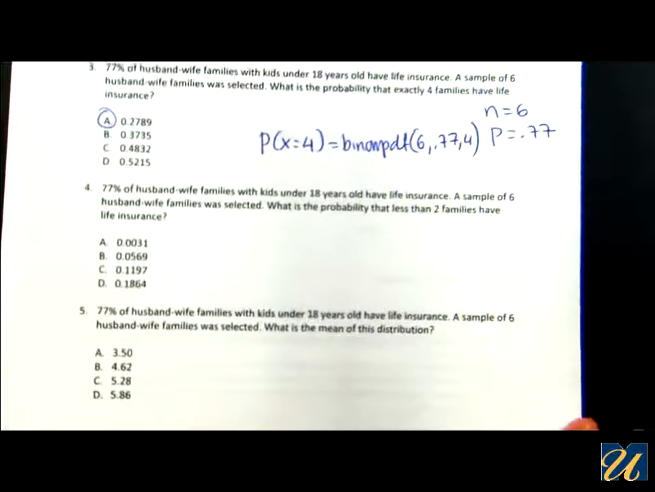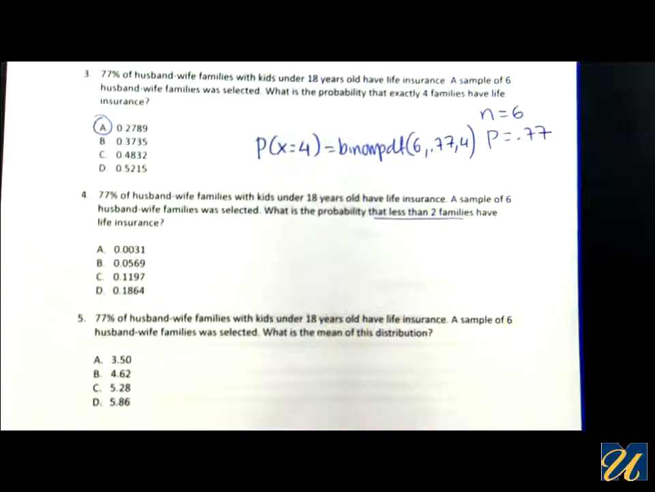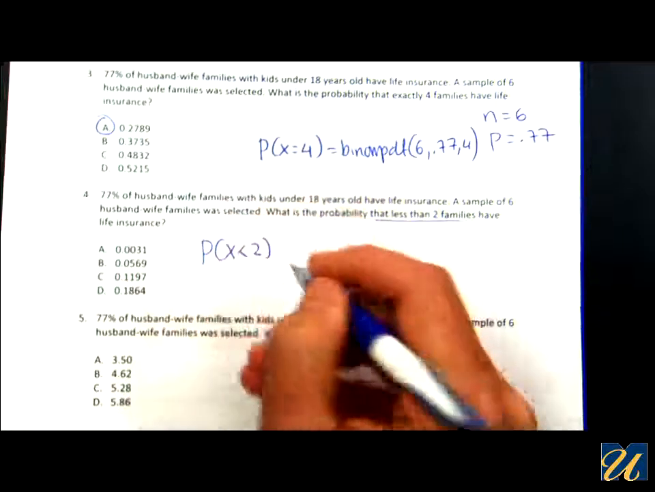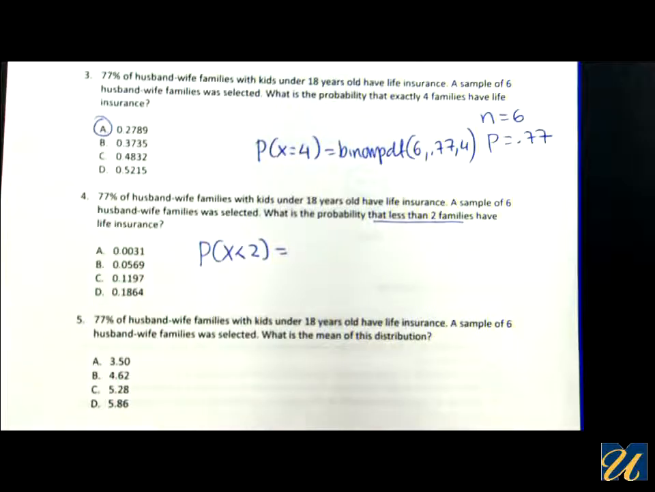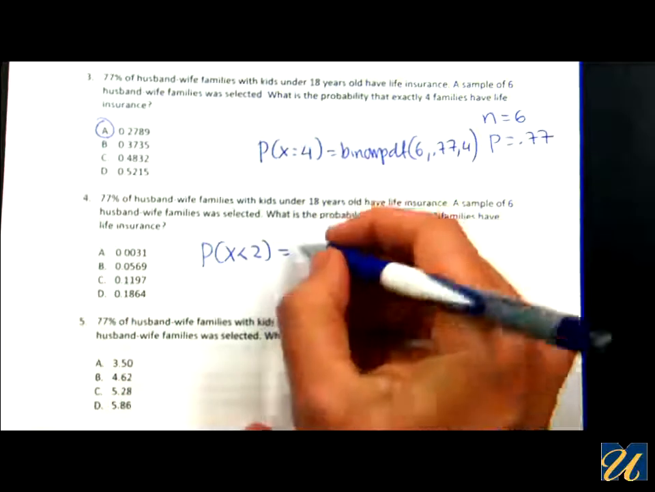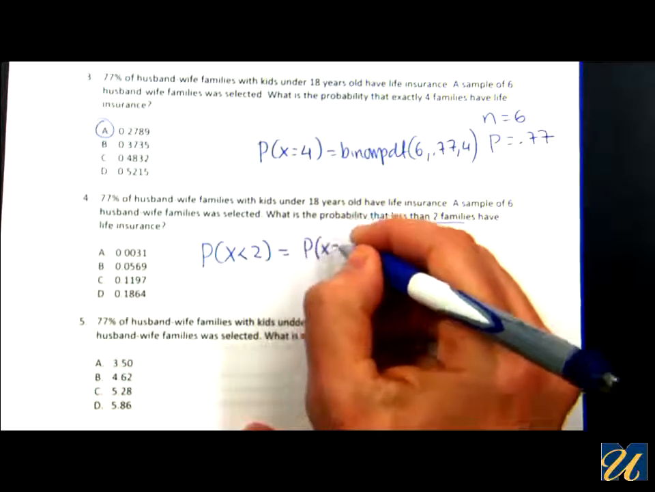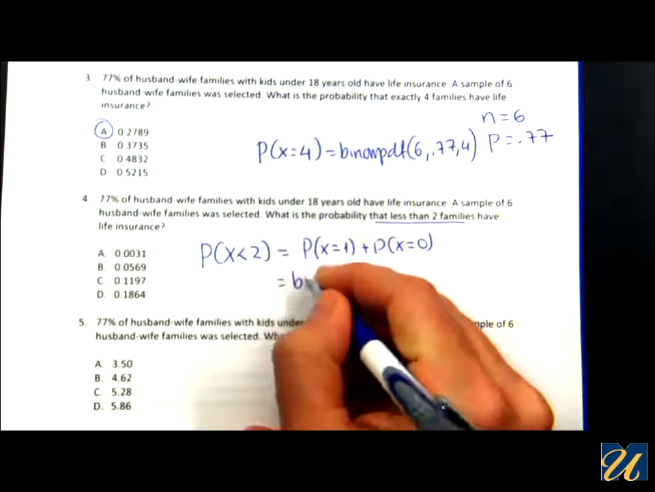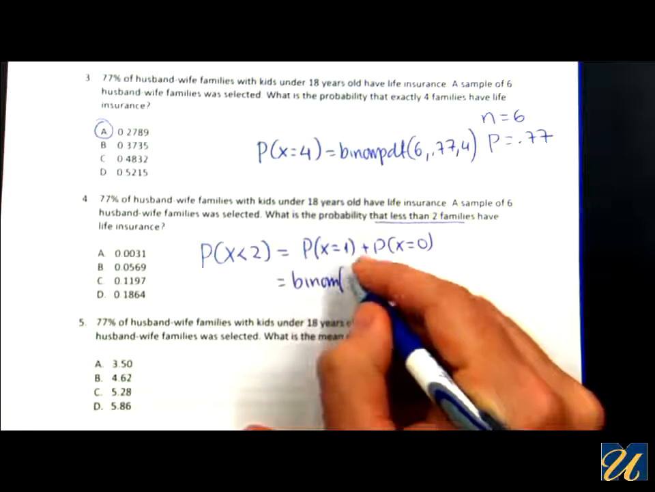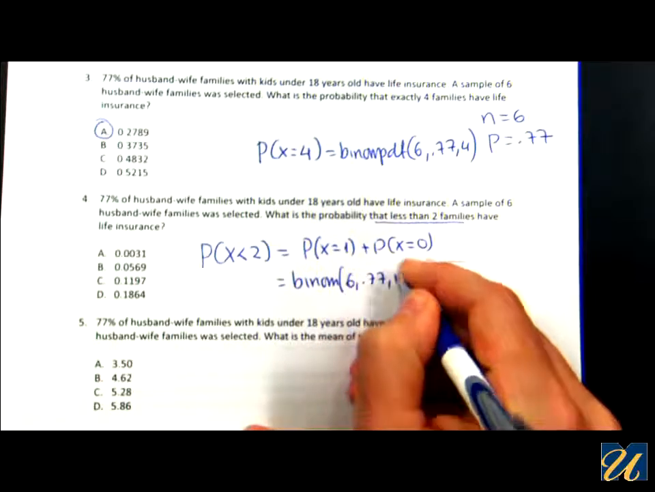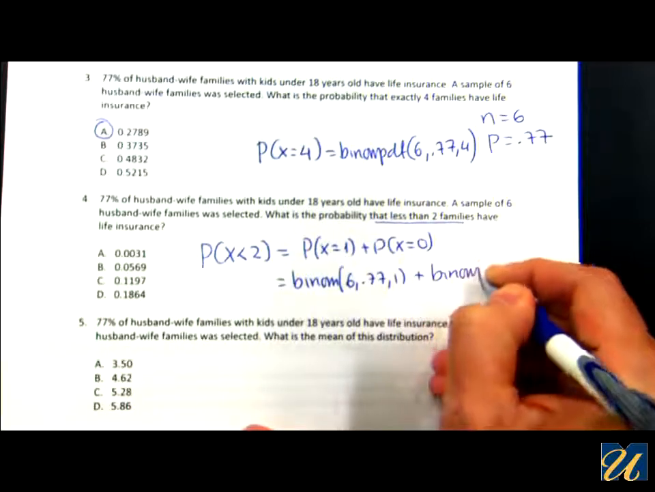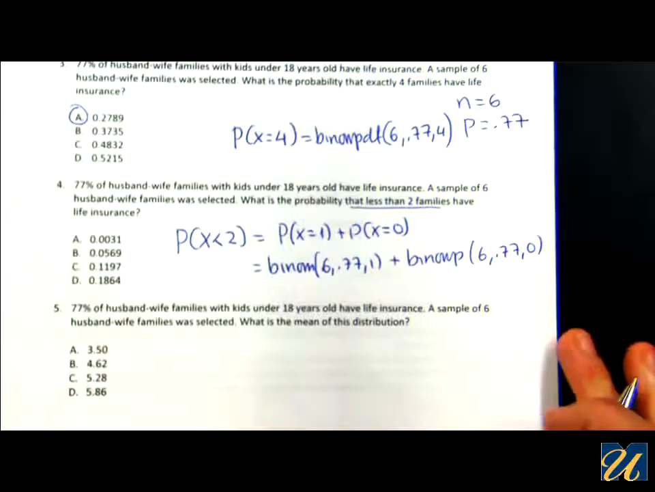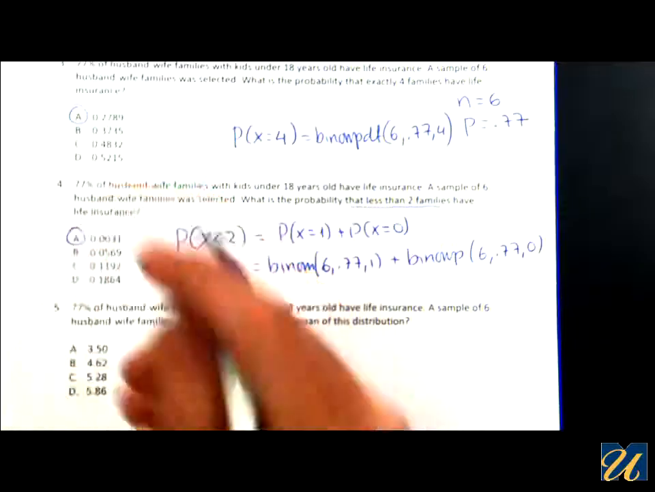For the same example, what is the probability that less than 2 families have life insurance? Less than 2, x is less than 2. We need to rewrite it in a format where x is equal to a specific value. Less than 2 means the probability of x equals 1 plus the probability of x equals 0. So you will do binomial for each one. So binomial PDF 6, 0.77, 1 plus binomial PDF 6, 0.77, 0. Once you do that, the probability will be A.